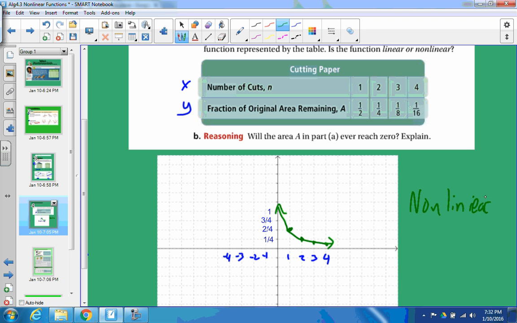Will the area ever reach 0? I don't think so, because it's going to get closer and closer and get half and half, but it'll never. You can't take half of something and get 0, because if you look at this, it's dividing it by 2 every time. So no, it will not.